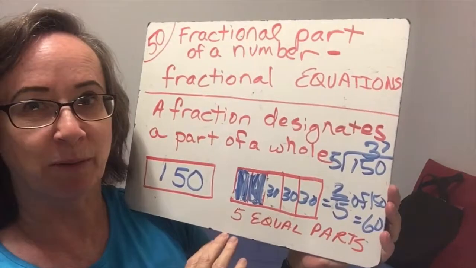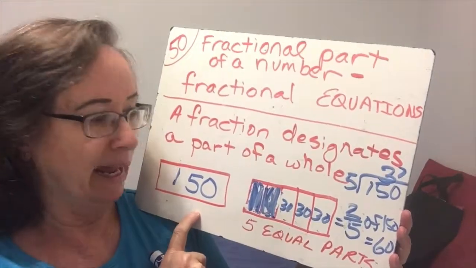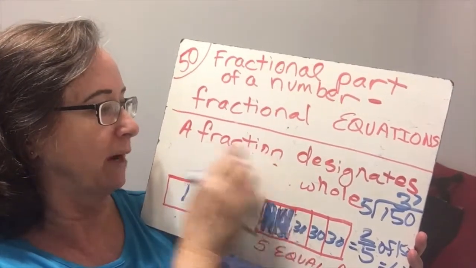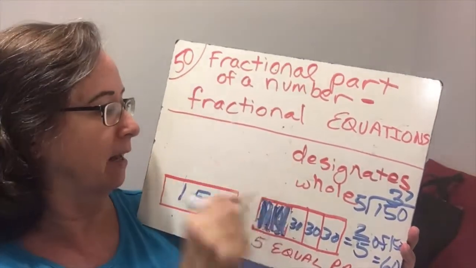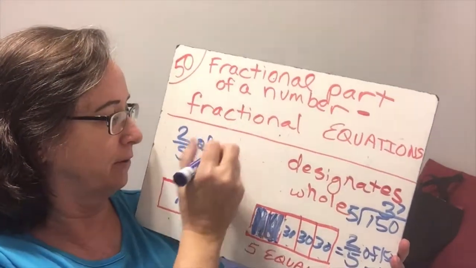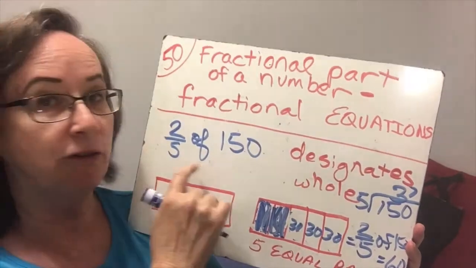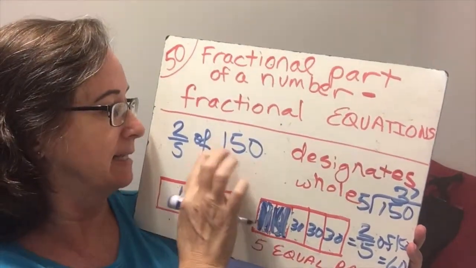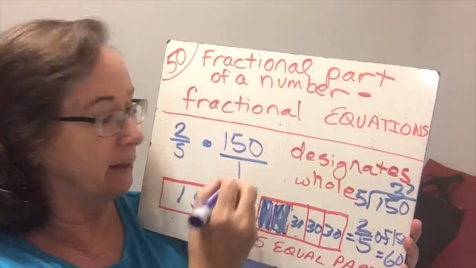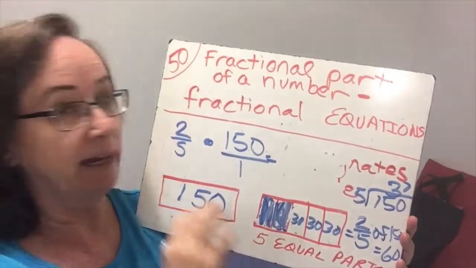So that's what we're working on today, okay? A fraction of a number. Let's just write it right here so we can see our problem before I take it all off the board. 2/5 of 150, because we don't want to write a diagram for everything, do we? 2/5 of 150 is the same thing as 2/5 times 150. So I'm going to put the little one down there to make it a little bit easier. And now let's go ahead and do this math.